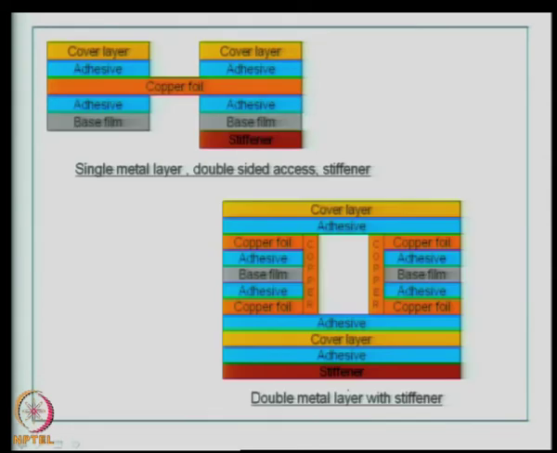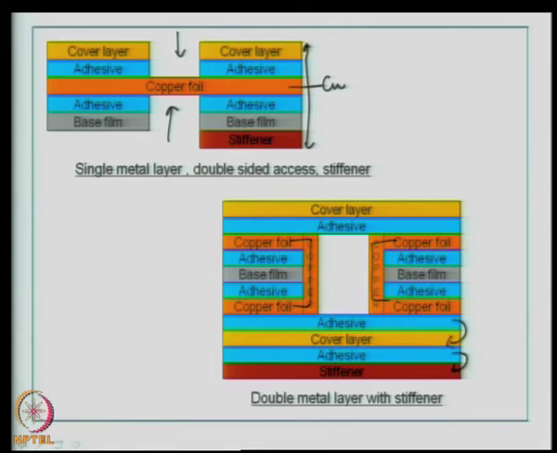Now, look at the structure here. Essentially this area is provided with a stiffener, but it is a single metal layer, that means single copper layer, double sided access and stiffener provided. Now, in this structure here you have a double metal layer, that means you can see this is the copper structure, two metal layers, adhesive and cover layer polyimide at the top, and here you have an adhesive and cover layer, and since you are providing a stiffener, you are providing another adhesive layer along with the stiffener.